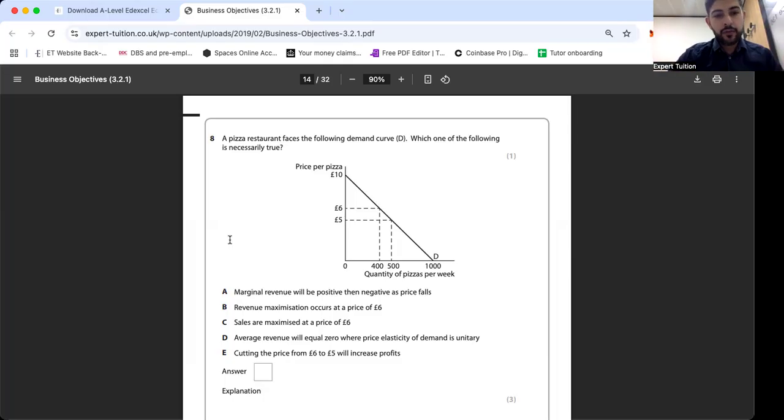It says a pizza restaurant faces the demand curve. Which one of the following is necessarily true? Okay, before we look at any of the options, what I want you to recognize is, now that you are operating at a very high level, theme 3, what is a demand curve? It's got another name. Well, do you guys agree that demand is equal to AR? It is literally the exact same thing. Yeah, they're the same thing. So D is equal to AR.